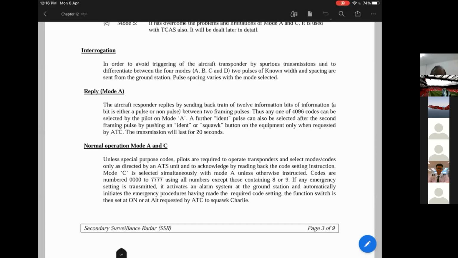The total number of codes available in a particular mode, A and C, is 4096.